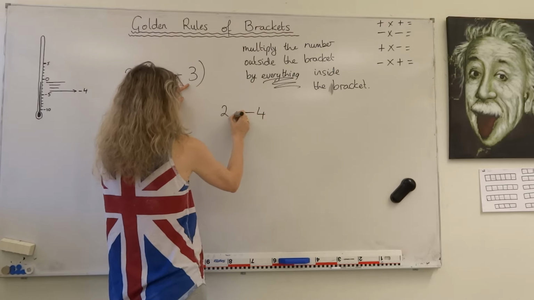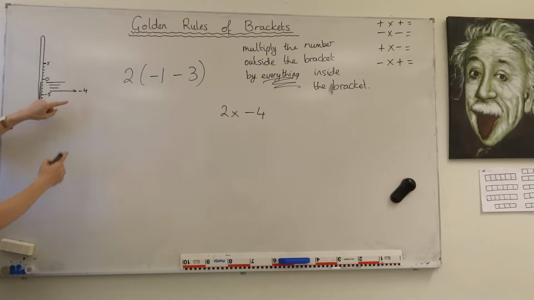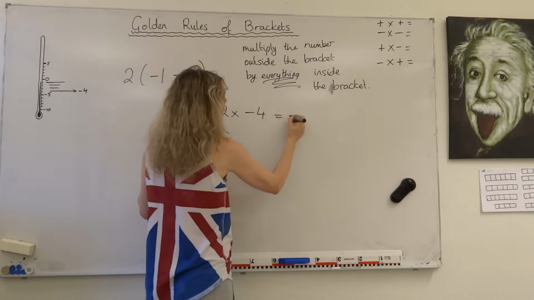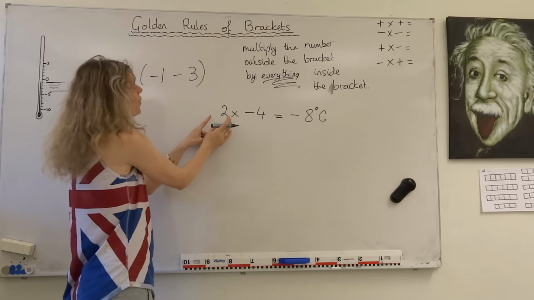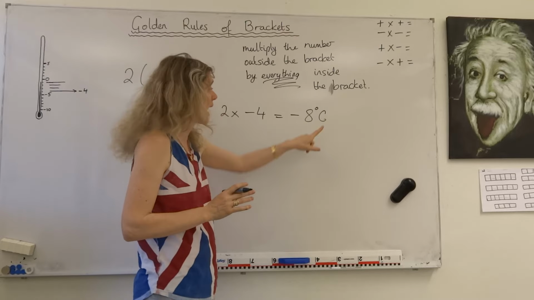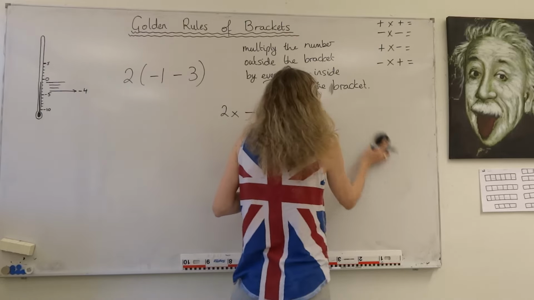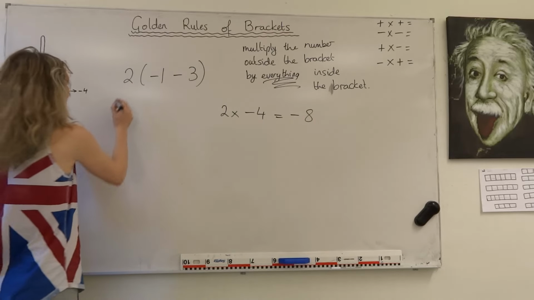So we'd have 2 lots of minus 4 degrees. It was minus 4 on Monday and it was minus 4 again on Tuesday. What would be our temperature on Tuesday? It would be minus 8 degrees centigrade. Okay? So 2 times minus 4 would be minus 8. We're expecting to get the answer minus 8. Let's see if we get that when we use our bracket rule properly.